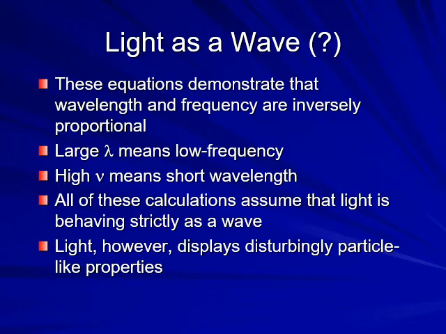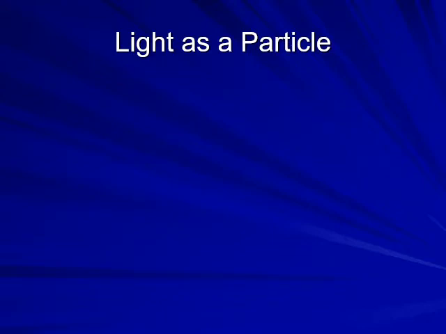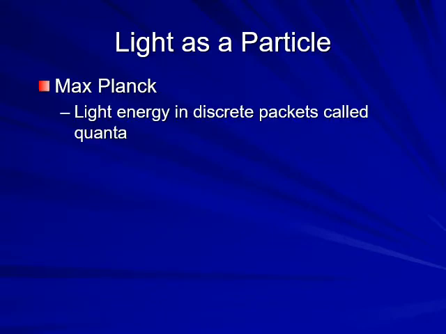But light also acts like a particle. And it's this wave-particle duality that makes light difficult to understand. Max Planck demonstrated back in the early 1900s that light energy existed in specific packets, not a continuum, and he called these light energy packets quanta. The equation he came up with is that the energy of light is this constant denoted by h times light's frequency.